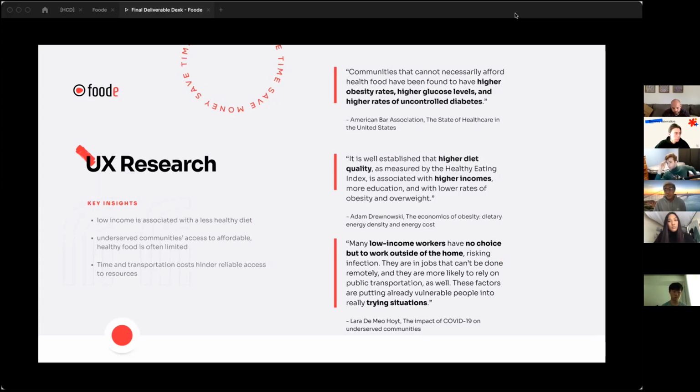And then the final point is time and transportation costs hinder reliable access to resources. This is most applicable right now in the time of COVID-19, where many low-income workers have no choice but to work outside of their home in order to provide for their families, and put themselves at risk to make enough to get the food that they need.